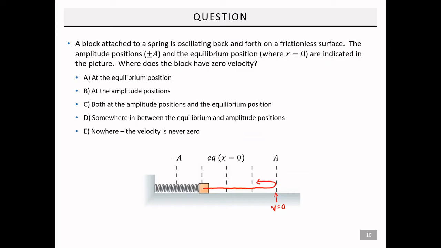This is similar to when you throw an object into the air, and as it gets to the very highest point, it has to stop before it can come back down. It's the same thing that's happening here. Now similarly, when the object is moving back left, as it gets to that furthest left point, it has to slow down so that it can turn around and start moving right again. So at that furthest left point, the velocity will also be 0. So then the answer here is B.